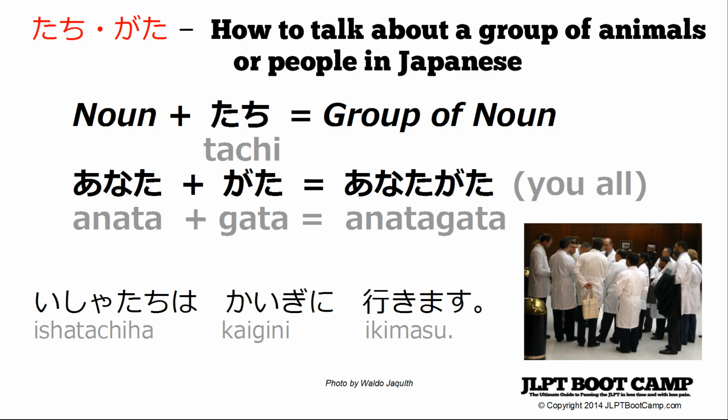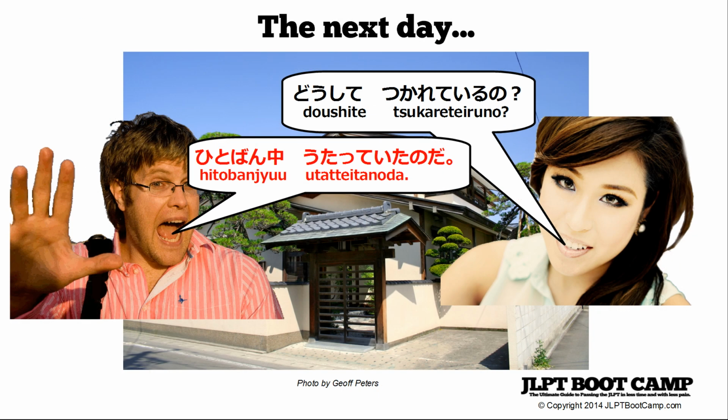But anyway, continuing on, the next day, your girlfriend comes to visit you and she asks, "Doshite tsukarete iru no?" Doshite is why. Tsukareru is to be tired. So this is the present progressive form, tsukarete iru. That te form plus iru makes it progressive. So she's asking, "Why are you tired?"